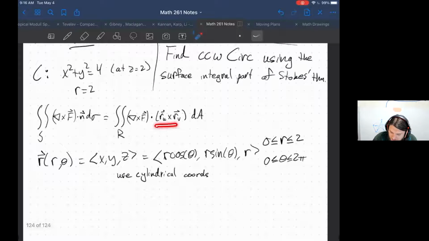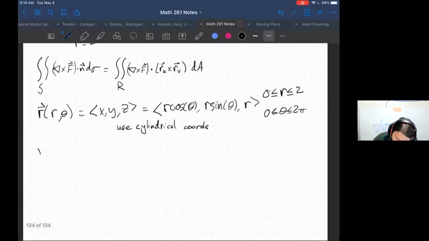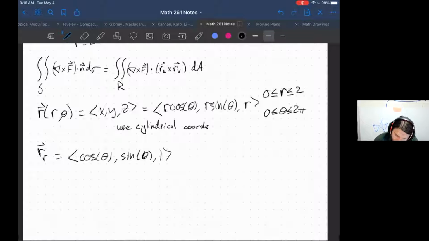Next, we can take the partial derivatives and find the cross product, or we could find curl. Let's maybe do the partial derivatives and cross product. I feel like we've done this type of derivative before. So let's take the derivative with respect to r. We get cosine theta, sine theta, 1. Derivative with respect to theta, we get negative r sine theta, r cosine theta, 0.